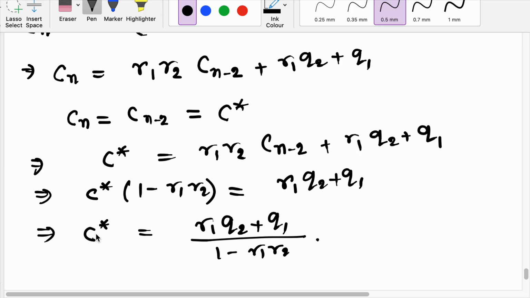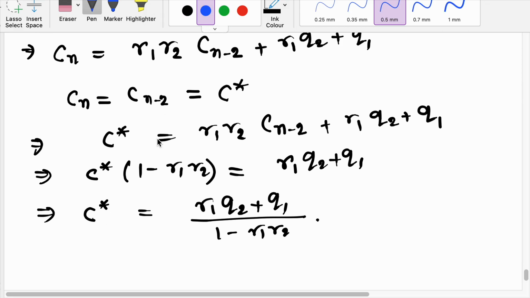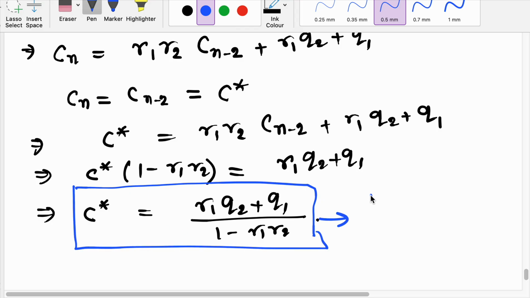And again, for this also you can do the stability analysis, whether there can exist a point where, if somehow it reaches it, it will stay there forever. We can ask the same question here, whether or not this point will be stable. Then we have to differentiate with respect to Cn minus 2 here, and see whether or not it will become less than 1. So this is the point called the fixed point.